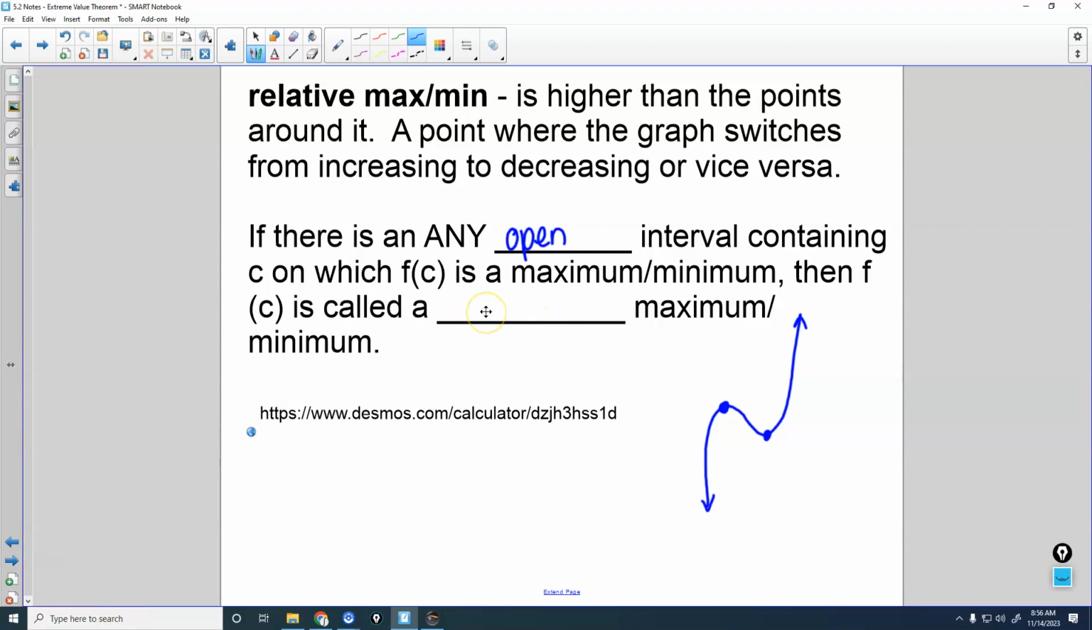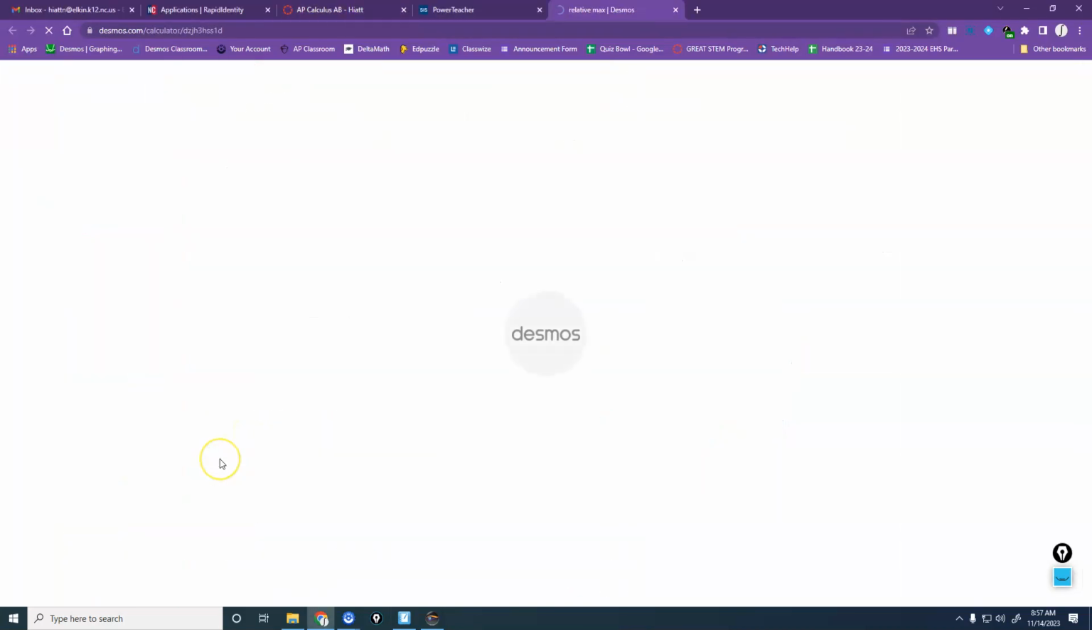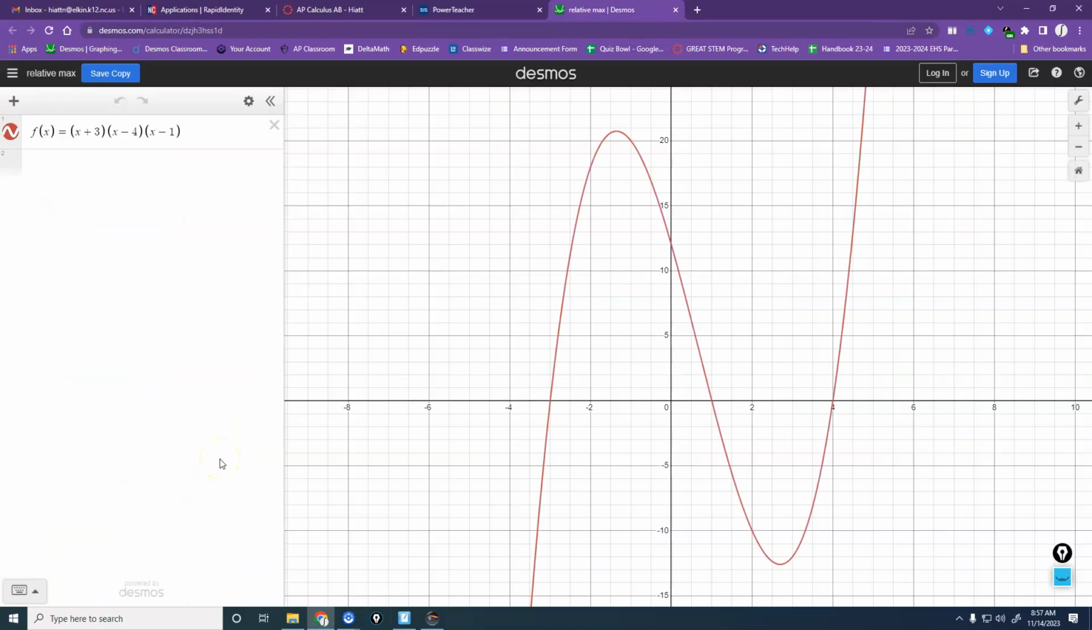I think it's just supposed to be relative right there, but or local. Maybe I meant to use local. Let's just use local. Local. We can't always be perfect. We'll be alright.